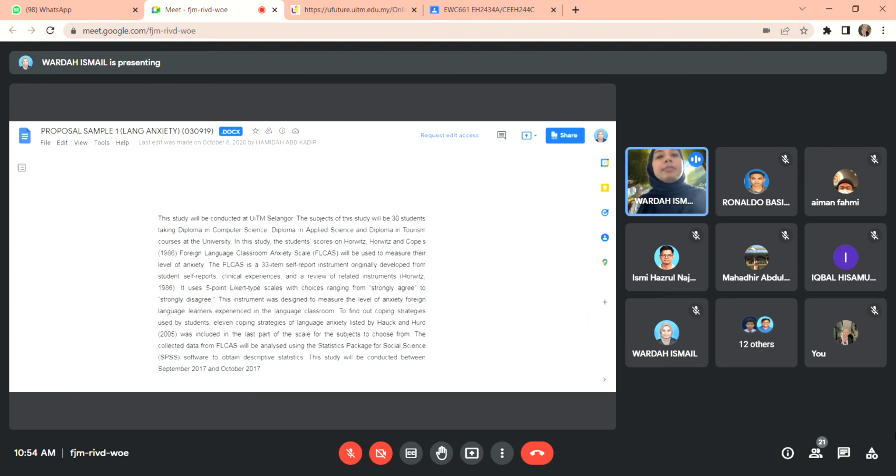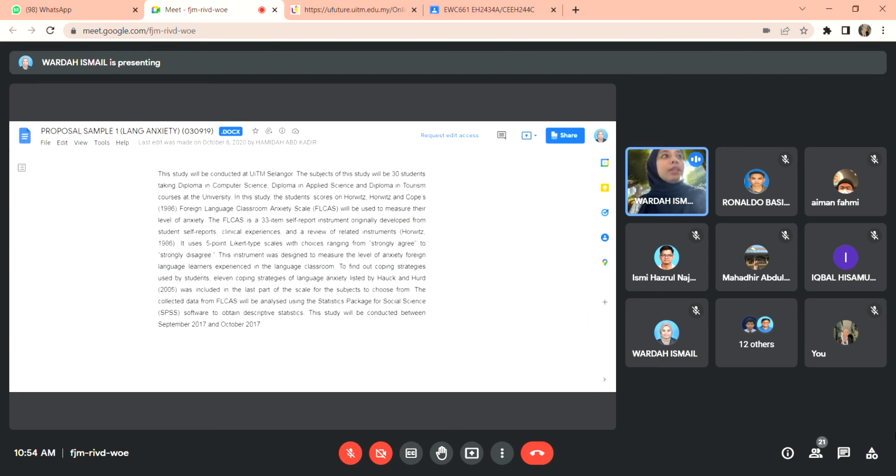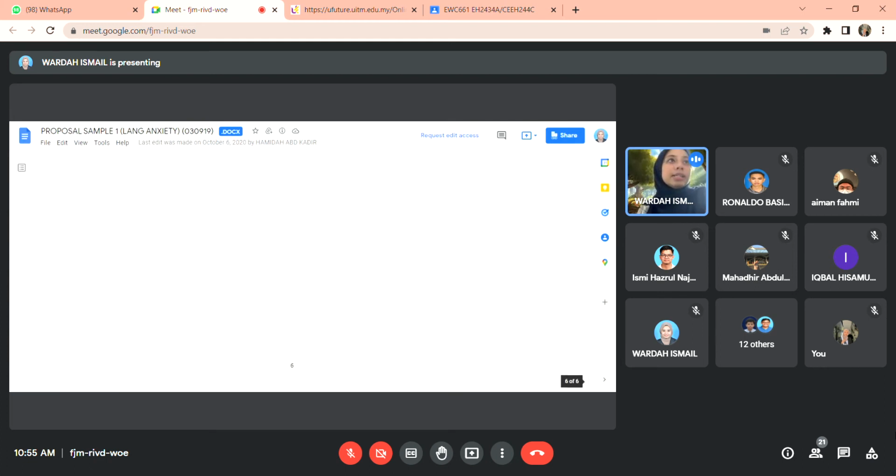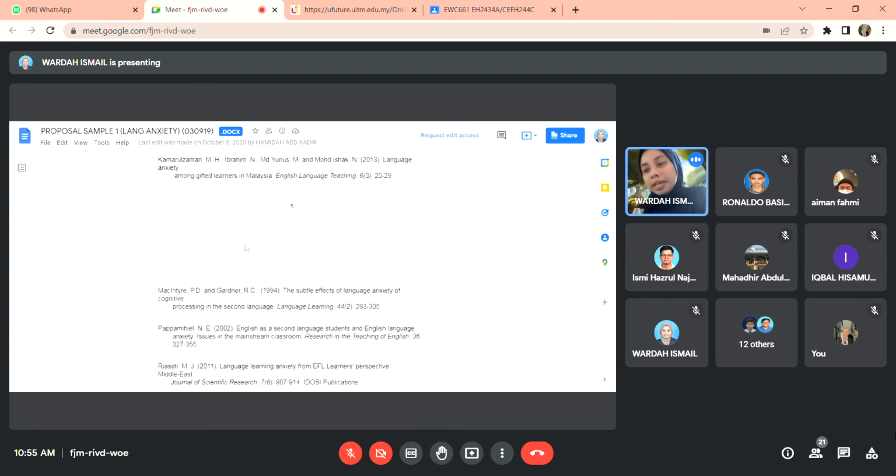Okay. Lastly, methodology. Okay, so methodology, like I said tadi, guna future tense. This study will be conducted at UiTM Selangor. The subjects of the study will be 30 students, and then will be used to measure, mana lagi, will be analysed using what? Okay, so that's how you write your proposal. And a reference list wajib ada. So this is the reference. Use APA style, and then that is the end of your proposal.